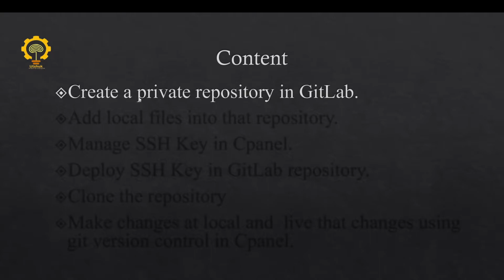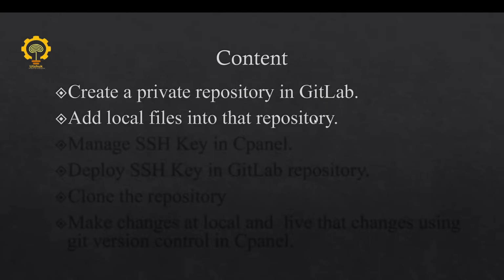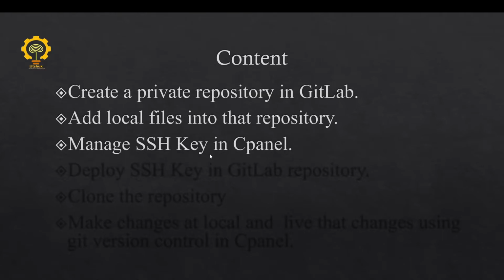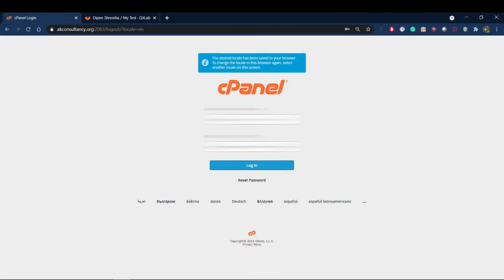Now we have created our private repository in GitLab and we have added the local files into that repository. So now let's manage the SSH key in cPanel. Let's move to the cPanel login. Here is my cPanel login interface. Simply give your login username and credentials.